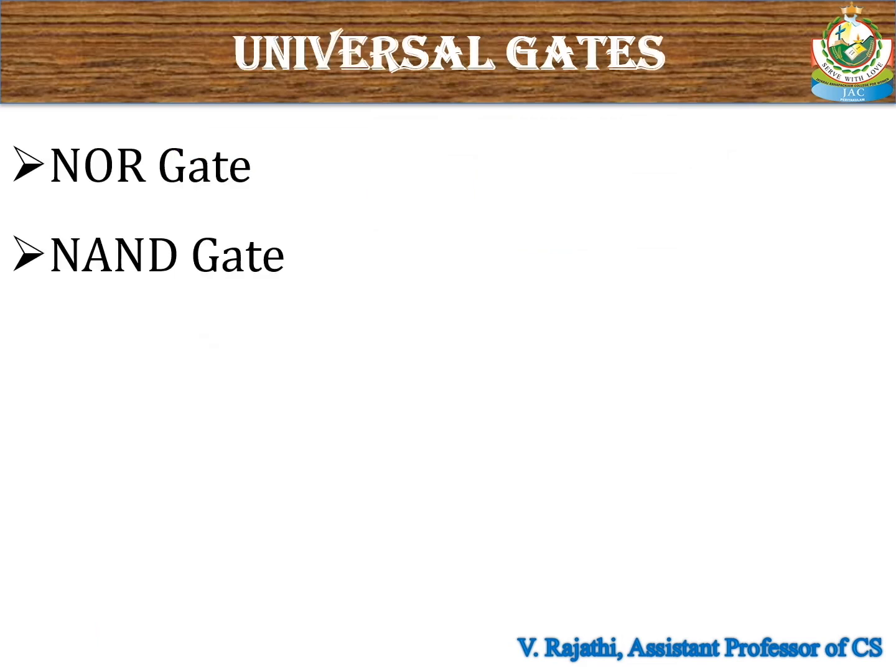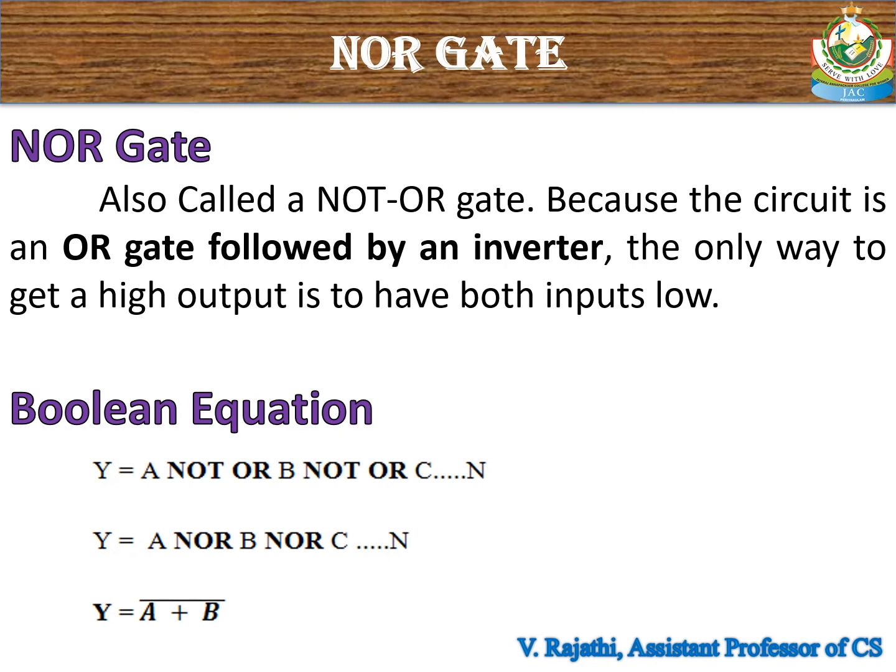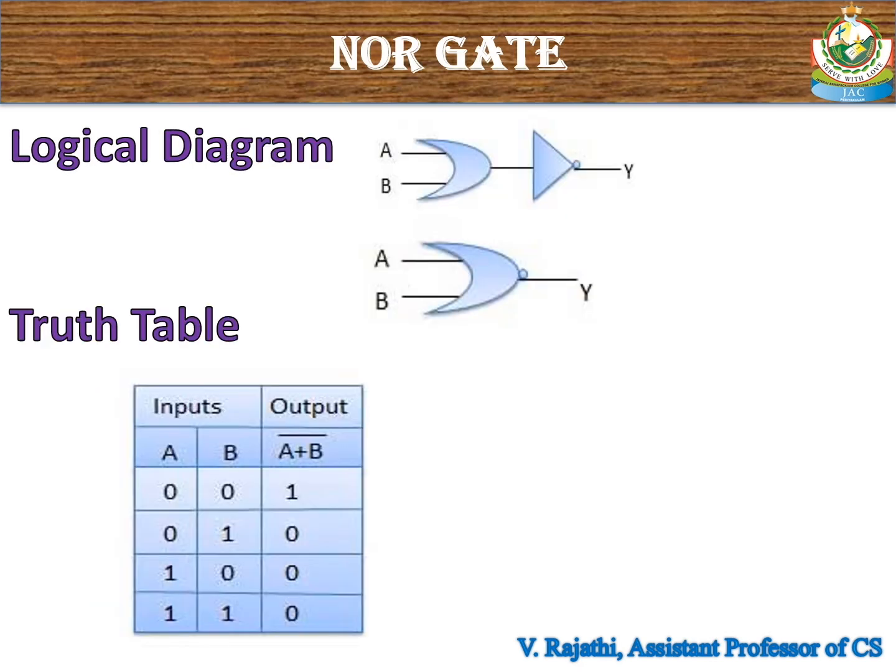Next we are going to see about universal gates. These two gates are called universal gates: the NOR gate and the NAND gate. The NOR gate is also called a NOT OR gate because the circuit is an OR gate followed by an inverter. The only way to get a high output is to have both inputs low. This is the Boolean equation, Y equal to A plus B, the whole bar. This is the logical diagram: first an OR gate and next an inverter. And this is the truth table. When both inputs are low, which means 0, then only we get a high value as 1.